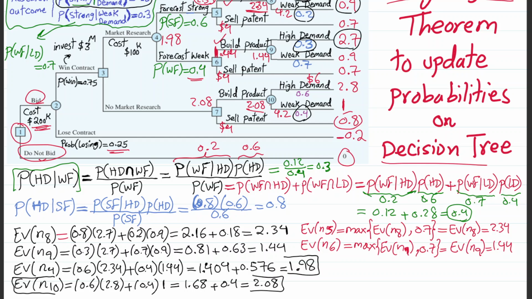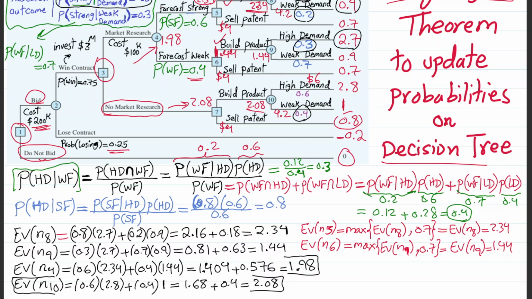And you can see that actually if we don't pay the market research and just proceed with no market research, we get on average expected value 2.08. If we do market research, we're going to get 1.98. So that's very interesting. Obviously, based on this outcome at decision node number 3, we are not going to pay for this market research because without paying, we are better off.